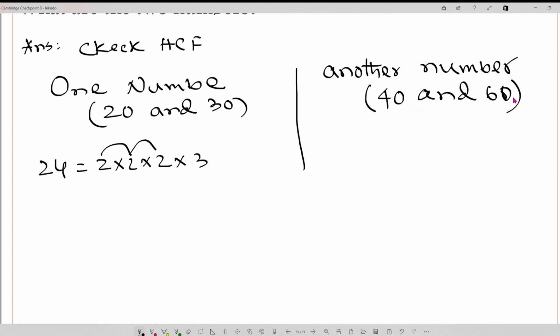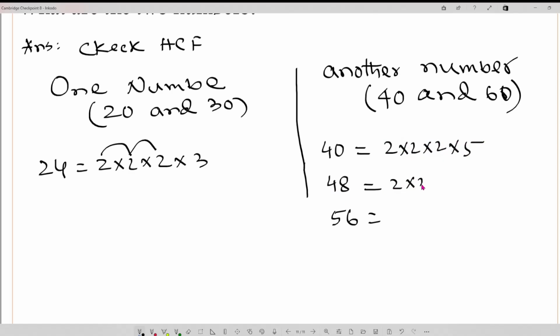Then between 40 and 60 we get three numbers: 40, 48 and 56. 40 we can write as 2 times 2 times 2 times 5. 48 we can write as 2 times 2 times 2 and then 2 and then 3. Finally 56 is 2 times 2 times 2, this is the 8, 8 times 7 is 56.